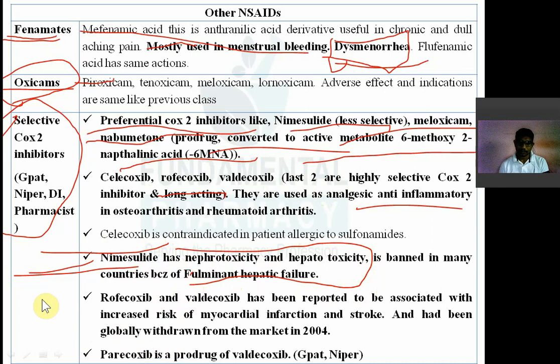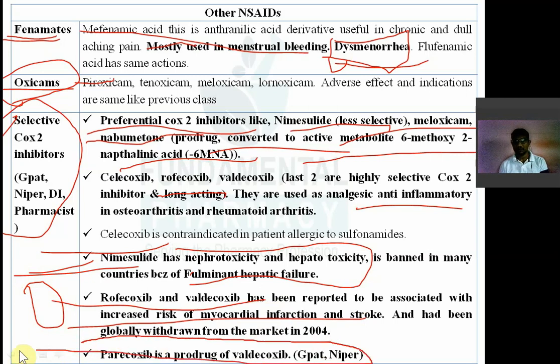And rofecoxib and valdecoxib have been reported to be associated with an increased risk of myocardial infarction. Because of that they have been withdrawn from the market globally. That's why most of these coxibs have adverse actions on the cardiovascular system. Out of this, parecoxib is a prodrug of valdecoxib. If you want additional information regarding this, you can read from a reference book. Whatever is important for GPAT, I have already covered.